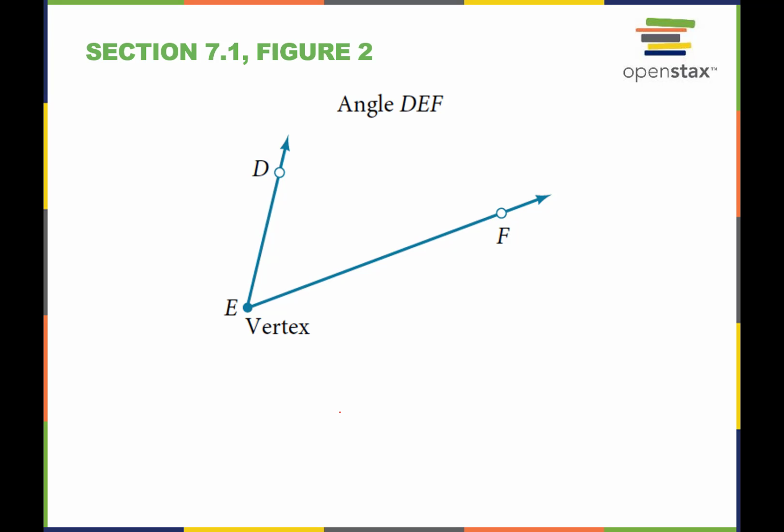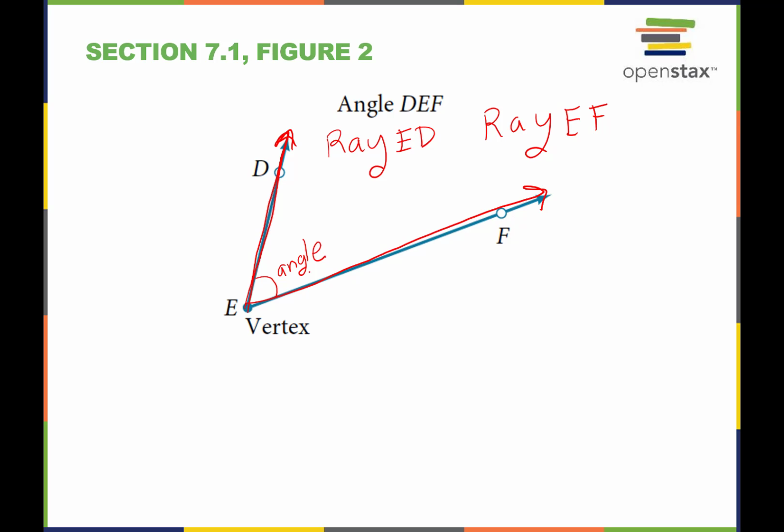To draw an angle, it is made up of two rays. Here's one ray. That's ray ED, because I come out from E to D. And then I have ray EF, because I come out from E in the direction of F. And that forms an angle right here. And the point in which those two rays come together is called the vertex.